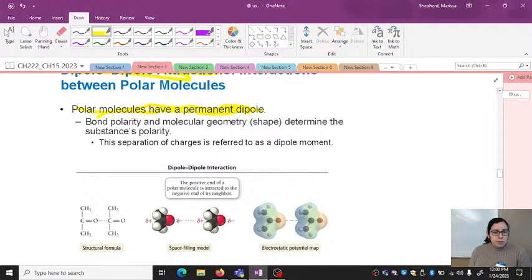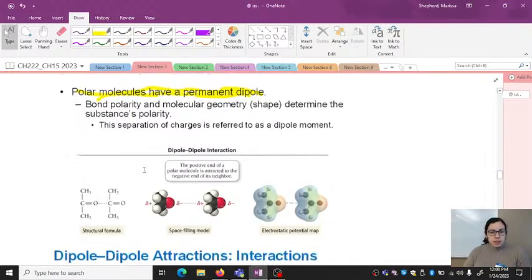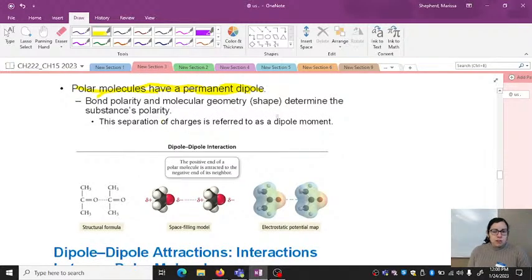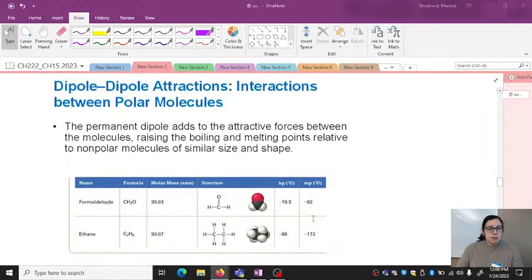And so, of course, both the bond polarity and the molecular geometry determine the polarity. This separation of charge is referred to as the dipole moment. I always encourage you to look on Wikipedia, look at the dipole moment to help you put this in context. And we'll probably pull it up. So let's look at some comparisons. Of course, this permanent dipole adds to the attractive forces, and this raises the boiling points and melting points.